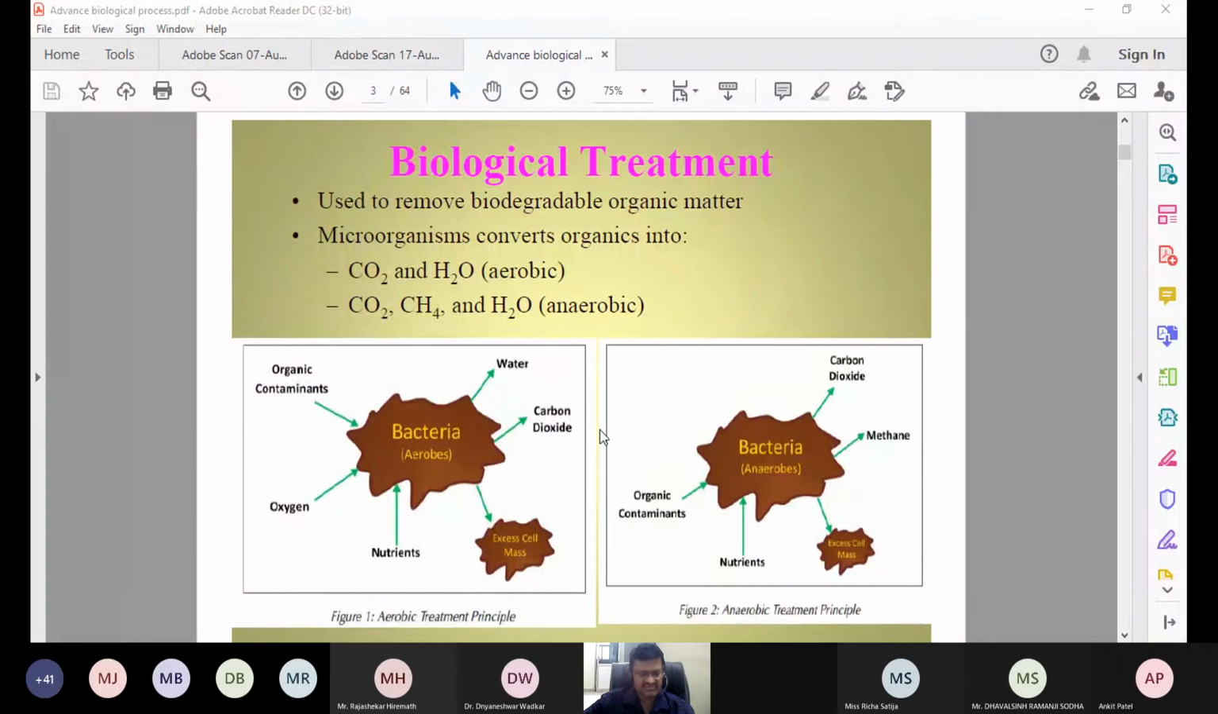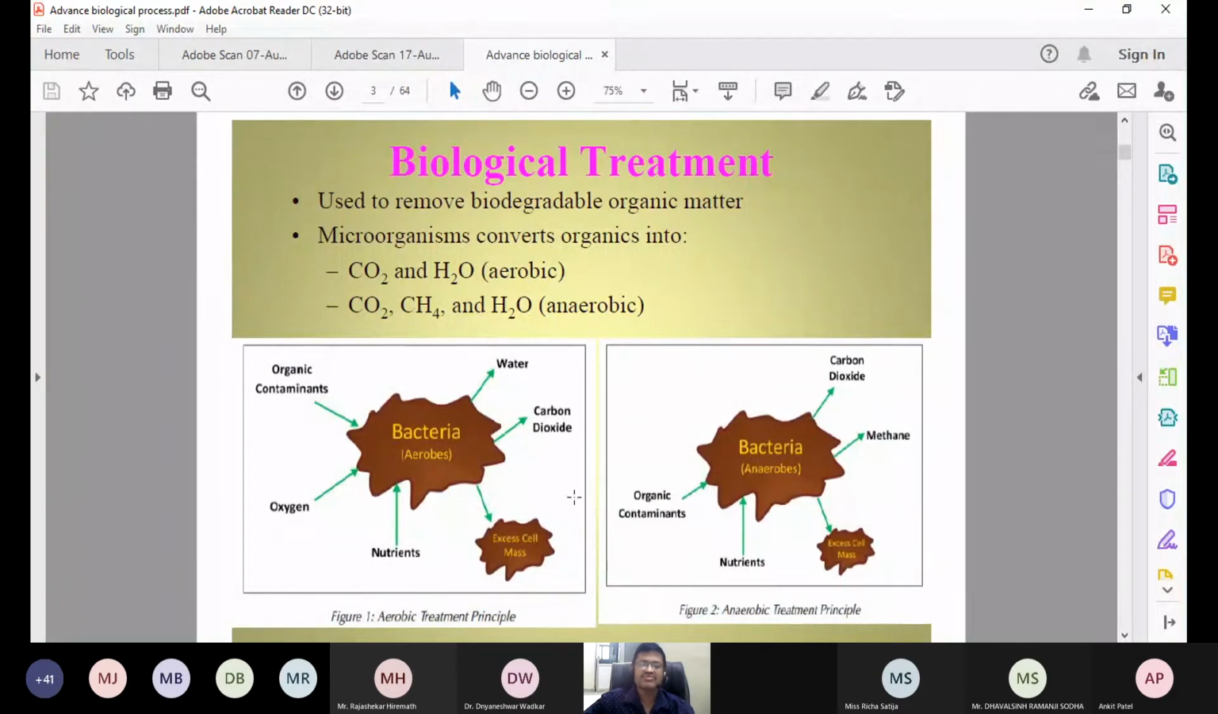Various noxious gases will be released. Okay, so this anaerobic bacteria works when there is no oxygen. But we don't want this anaerobic condition to come in our water system. We are utilizing this anaerobic process in our reactors, anaerobic reactors, that we will see afterwards.